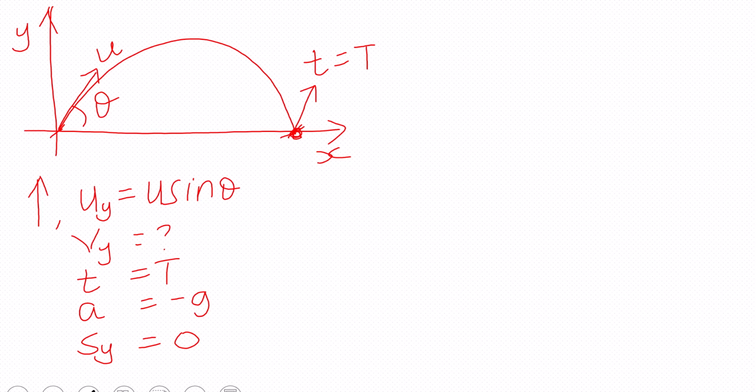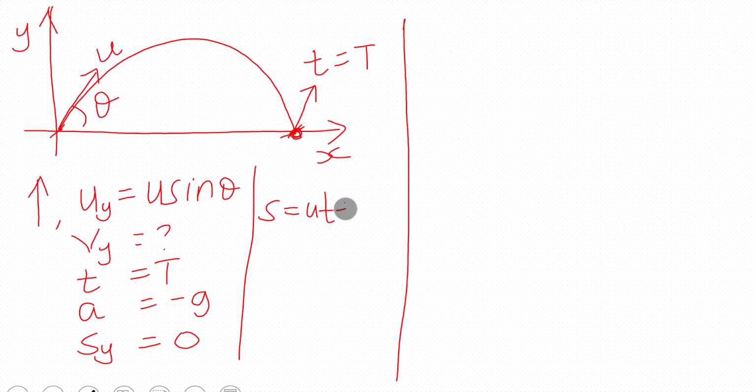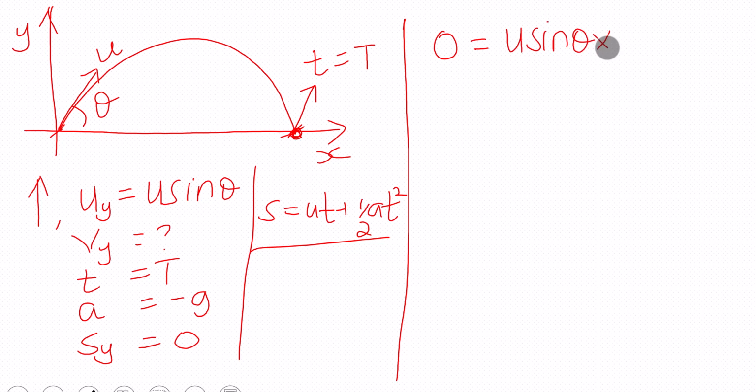So if we use that, we'll have to substitute this information into the second equation of motion, which is s is equal to ut plus a half a t squared. So we substitute here, and we'll get s in the y, which is 0, equal to u in the y, which is u sine of theta, times t, our time in this case is capital T, then minus a half g t squared.